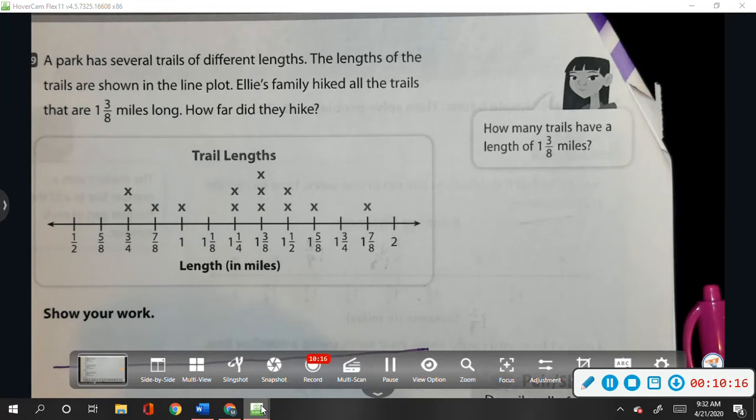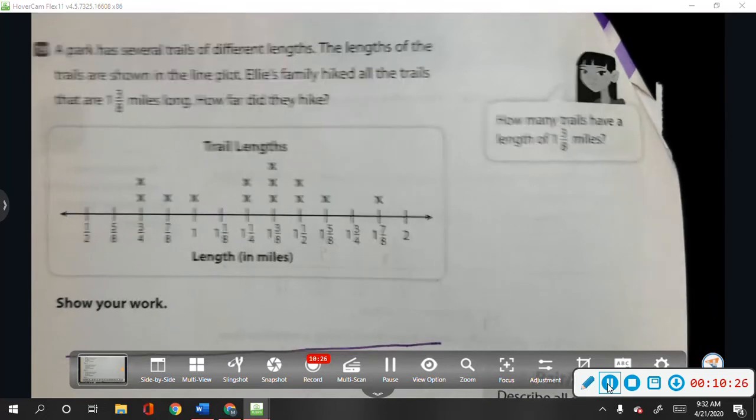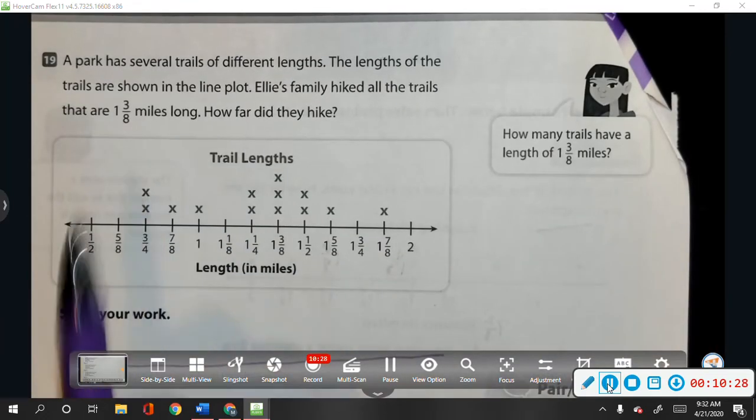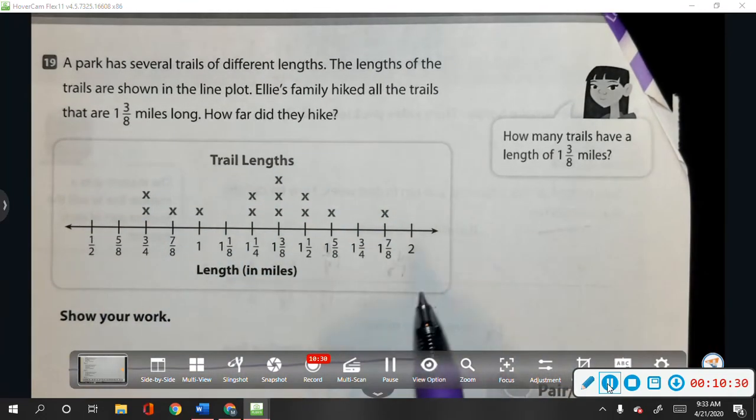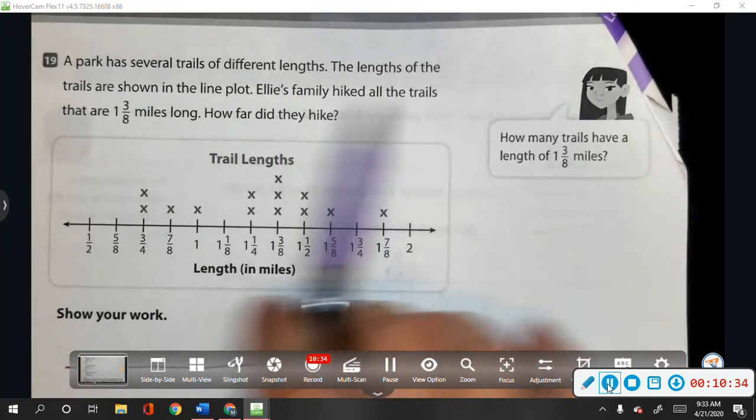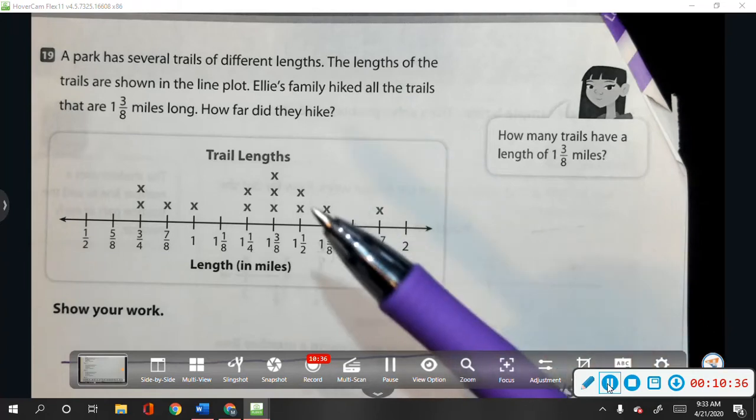So let's see, if we had... hang on. That's silly. I already have my line plot up here. That shows you how awake I am this morning. Pay attention, Miss Hotchkiss.